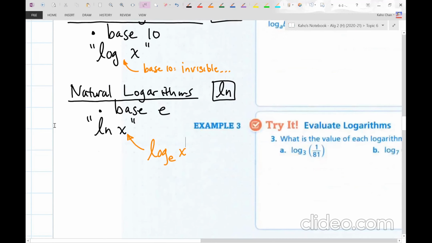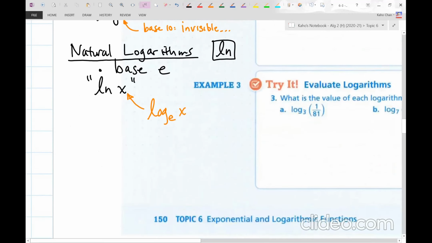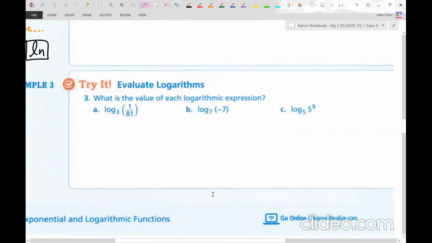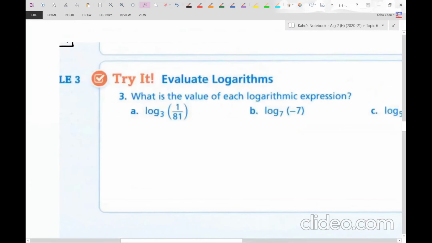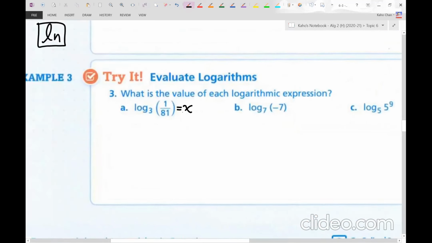Let's not worry about the habits of mind. Let's jump to example 3. Okay, now I need to warn you. These problems are meant to be done without a calculator. And they're meant for you to play around with the bases. You've done this before with exponentials. Here we're going to do it with logarithms, okay? Let me explain with example 3a. We have log base 3 of 1 over 81 as an expression. That doesn't make any sense. Let's make this into an equation, okay? Let's set it equal to x.